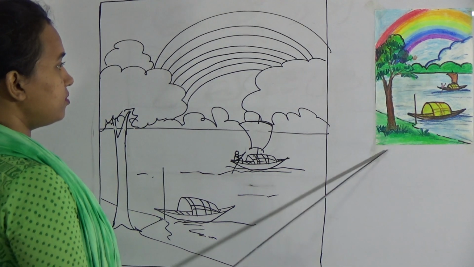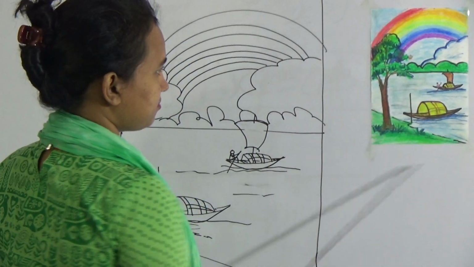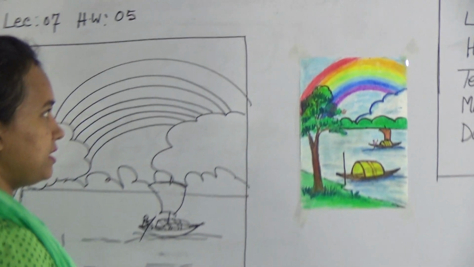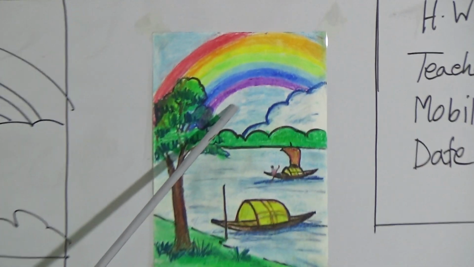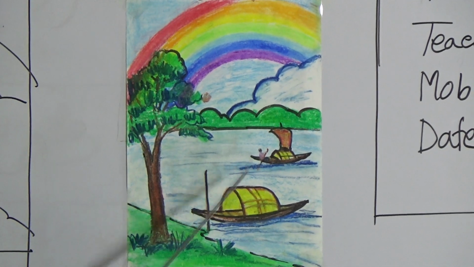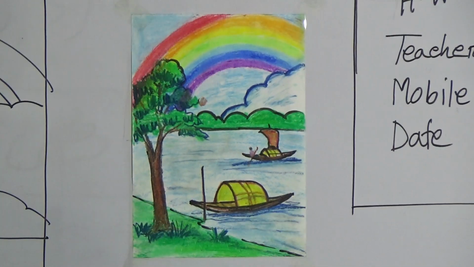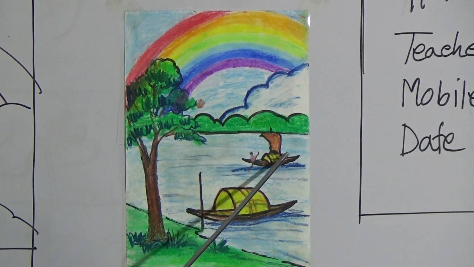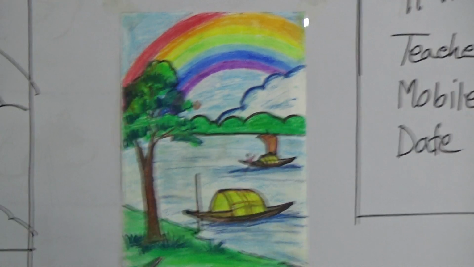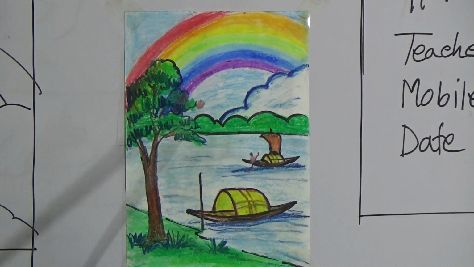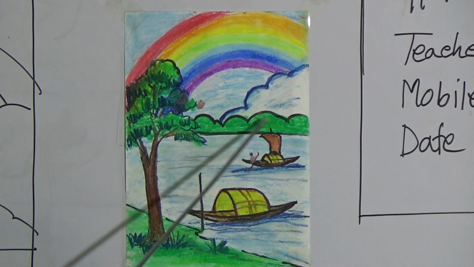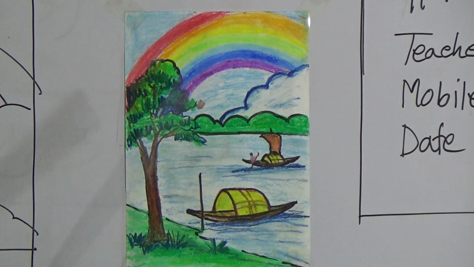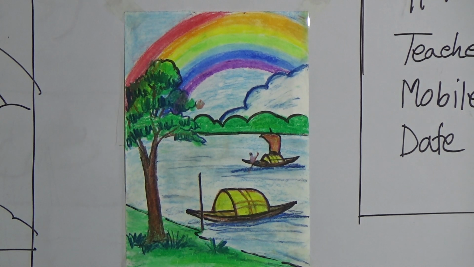Look at the board. I have colored a picture for you. Very easy. First you will draw the cloud, river and sky. After that color the boats and then color the yard and tree and then color this far village and finally you will color the rainbow. And rainbow color is 7 color. You know that rainbow is 7 color name.